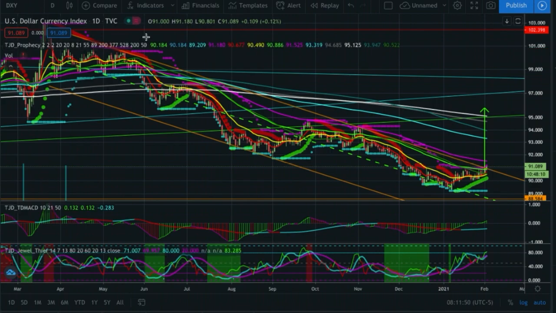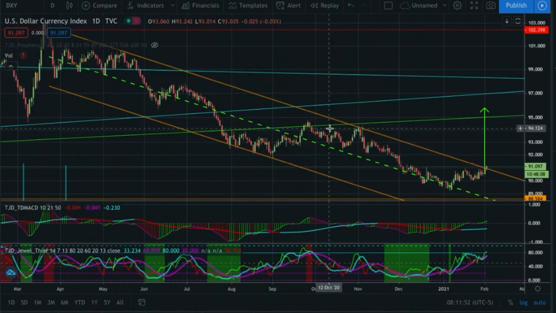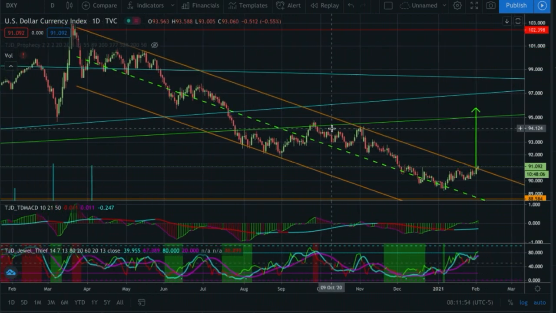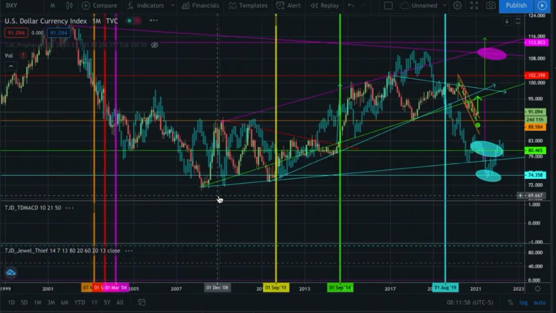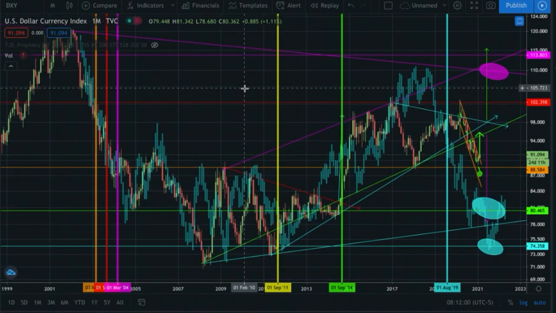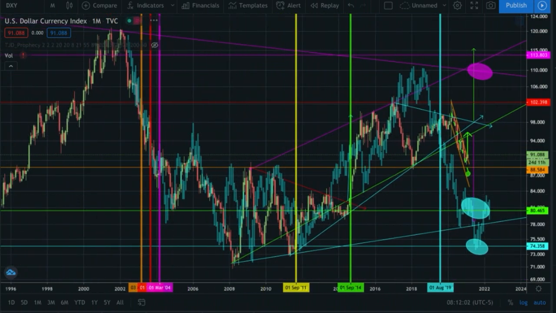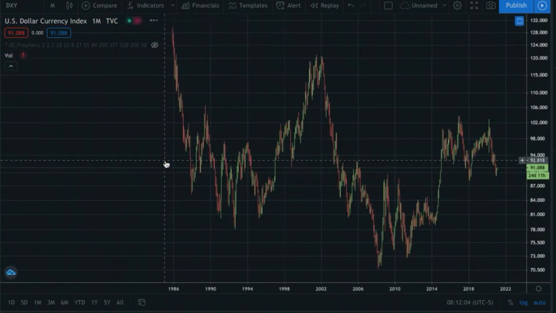So let's turn off our moving averages and take a look at just the channel here and see how this breaks down. Before I do that, I'm going to go to the monthly chart, and I can just demonstrate exactly what I'm talking about. Let's turn off all this. And this is our monthly chart.